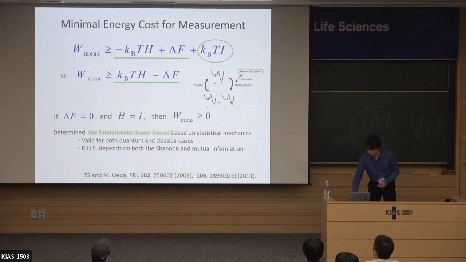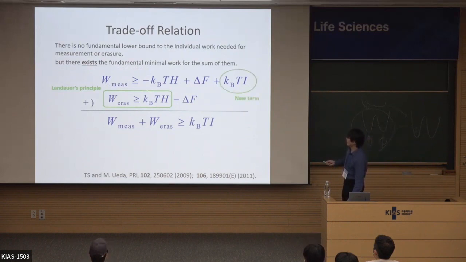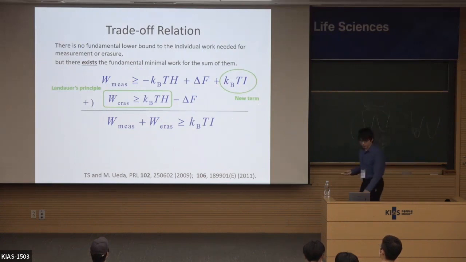So from this, we can derive the trade-off relation between the measurement cost and the erasure cost. As I showed, these terms have opposite signs, so they cancel out. And this new term, which only appears in the measurement process, comes into this final trade-off relation.